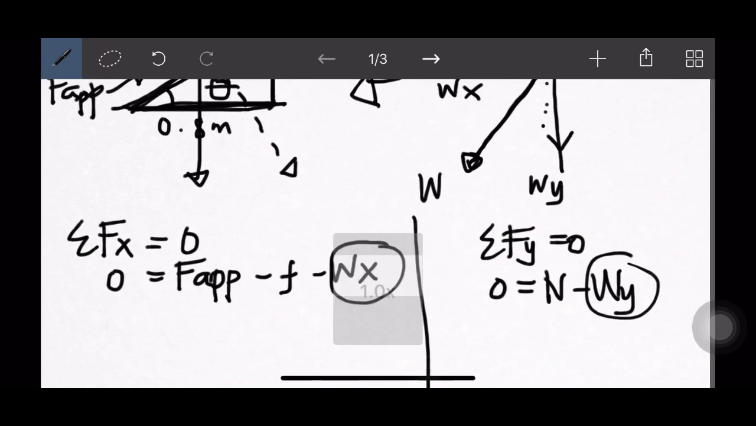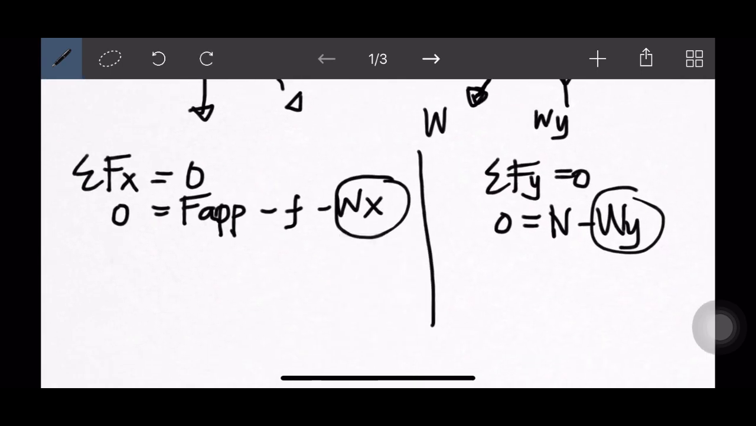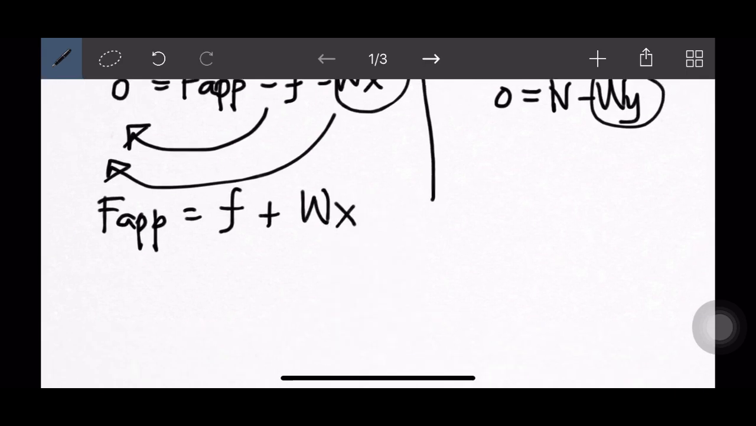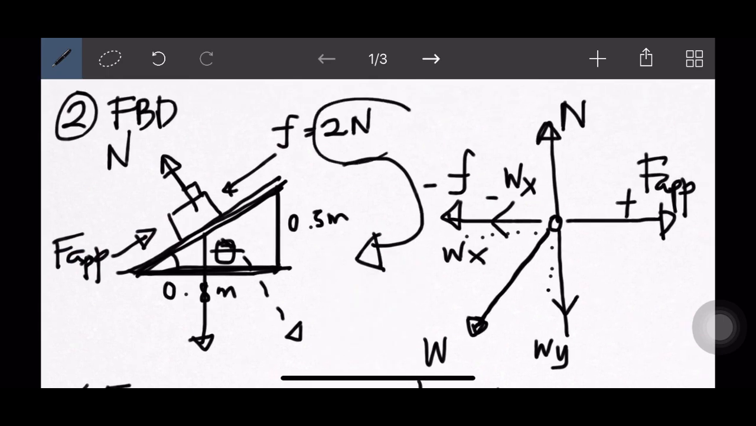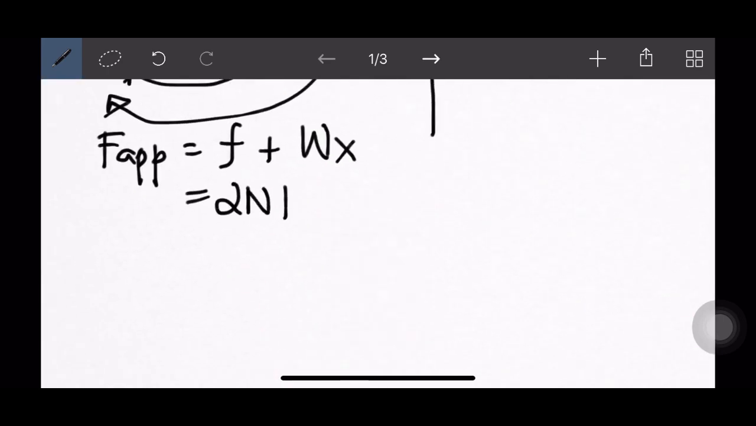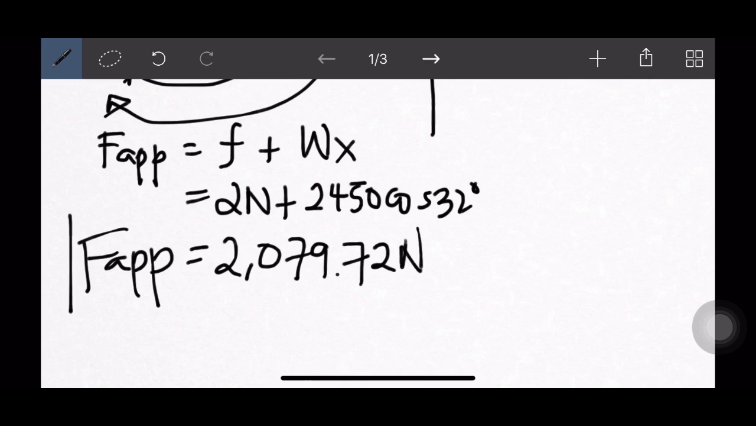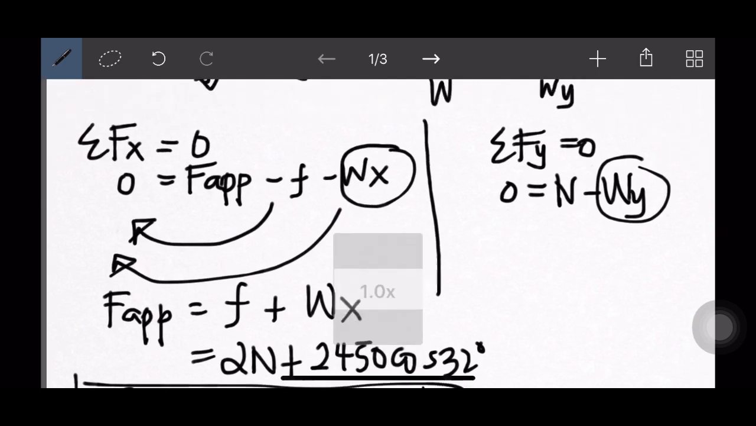Okay, going back, so we can now solve for our applied force. So we will transpose the negative signs to the other side. So we have here the positive F applied, or applied force, is equal to the friction force and also the Wx. The friction force is given in our problem, we have the 2 Newton, plus the Wx, that's 2450 cosine 32. So our applied force is 2079.72 Newton. That's along the x component.